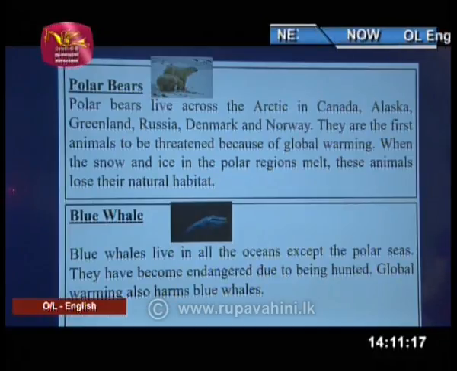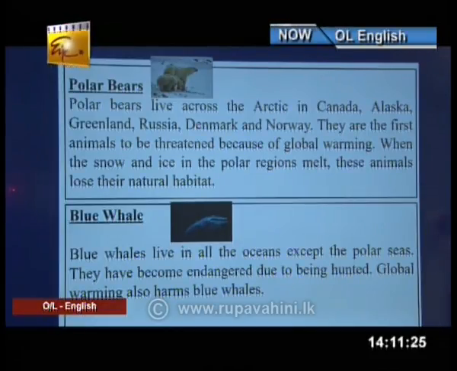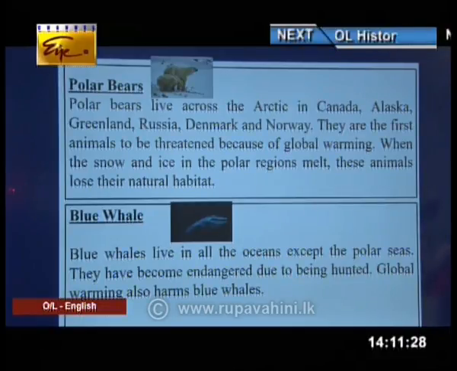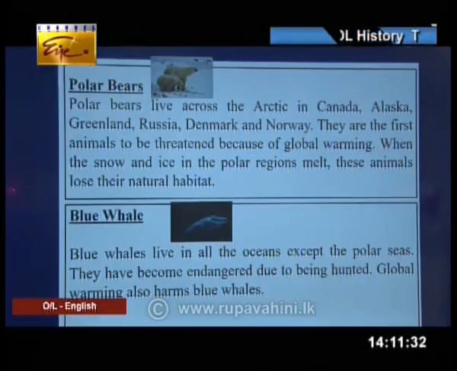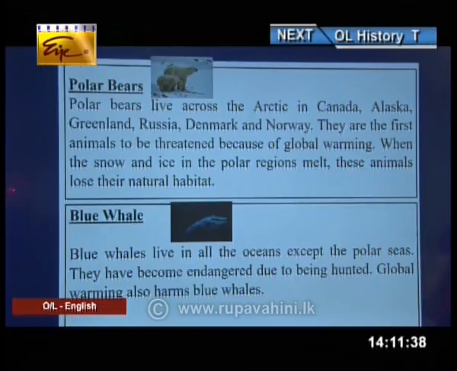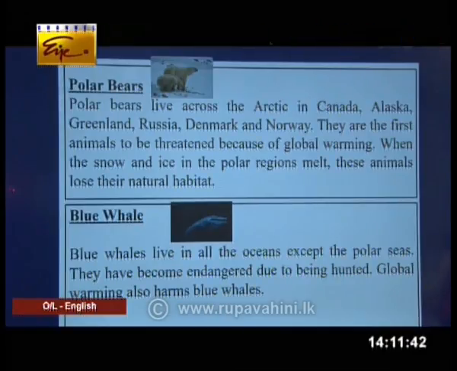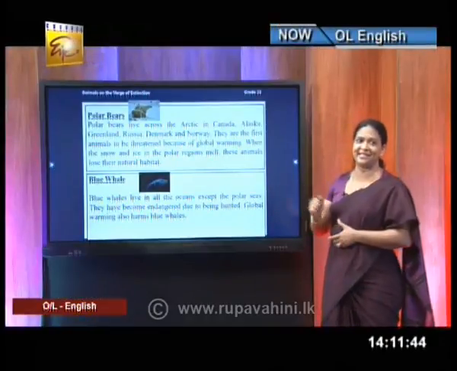And what about the threats? Look at the last line. Not the last, one before the last. They are the first animals to be threatened. Now look at that verb, threatened, because of global warming. So what is the reason mentioned there? So the threat they face is the global warming. Correct? Okay, job well done. Now look at the next activity.